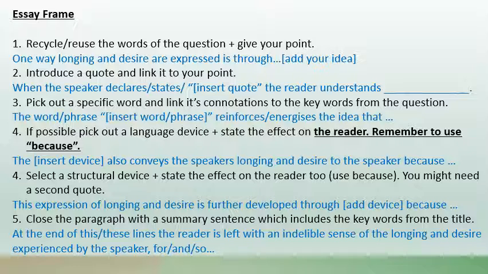Remember to use some of the words that are in the question, because that's your link back to the question. So you start off with something like: one way longing and desire, because that's in the question, are expressed through, and then add your idea. It could be through people being apart from each other. It could be through the end of a relationship. The poem that we did yesterday was the woman longing for her child to be young again. It could be that. Introduce a quote and link it to your point.